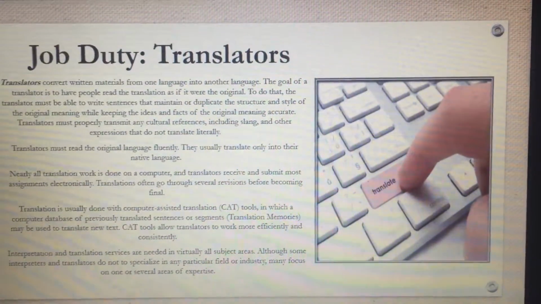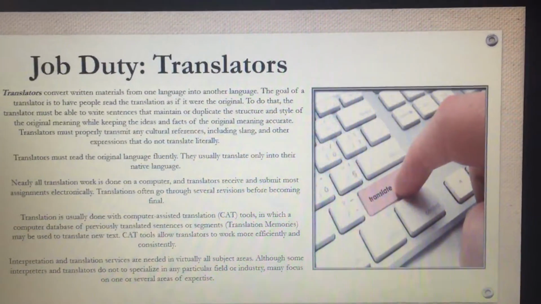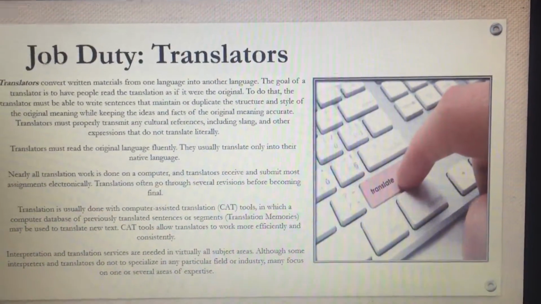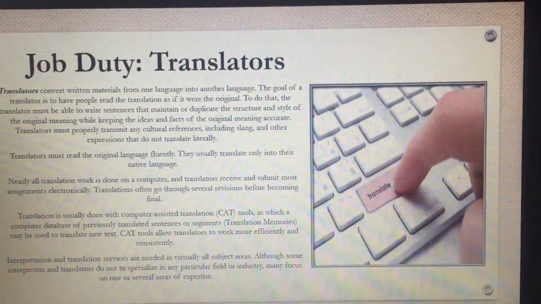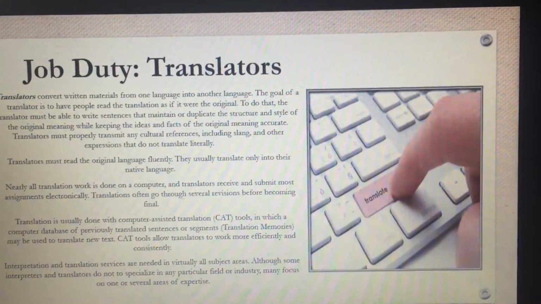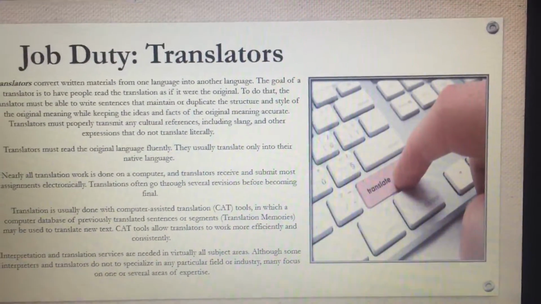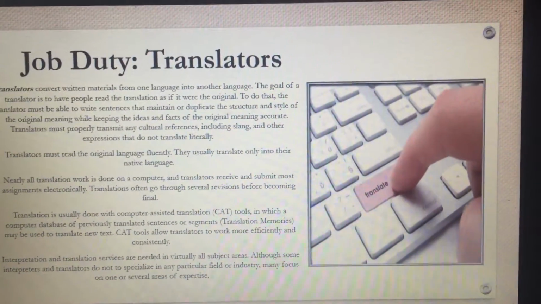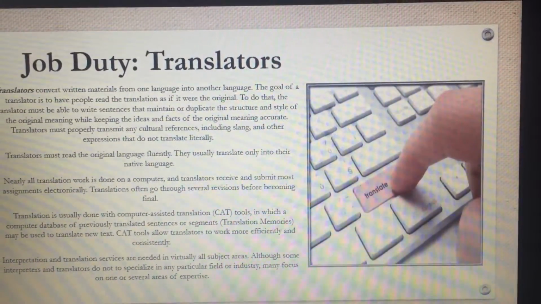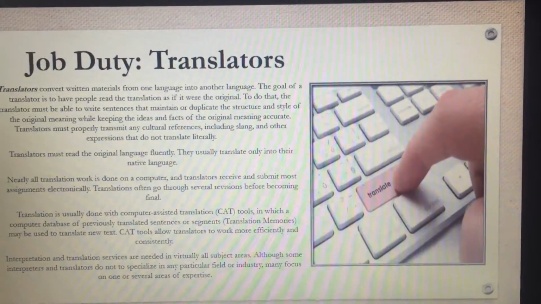Translation is usually done with computer-assisted translation, CAT tools, in which a computer database of previously translated sentences or segments, translation memories, may be used to translate new text. CAT tools allow translators to work more efficiently and consistently.